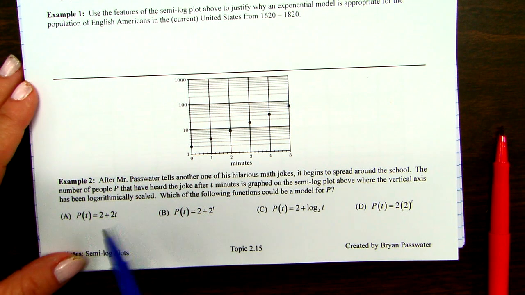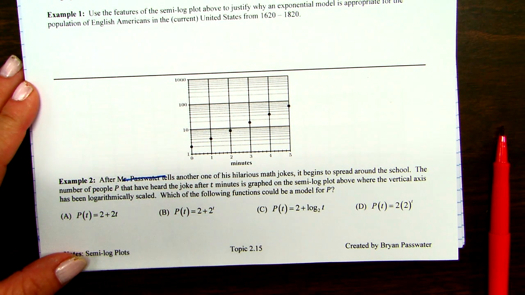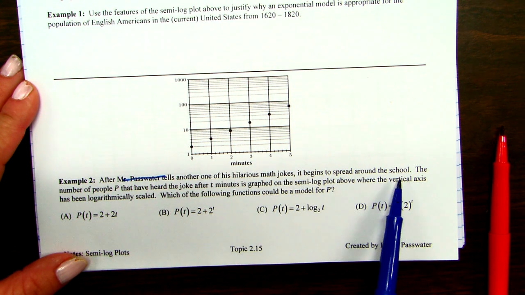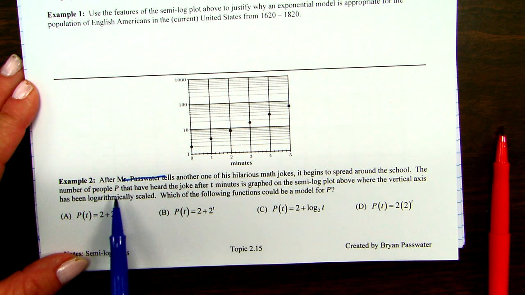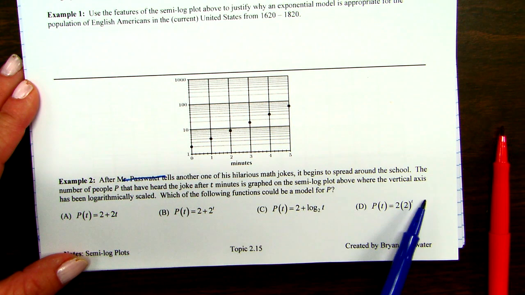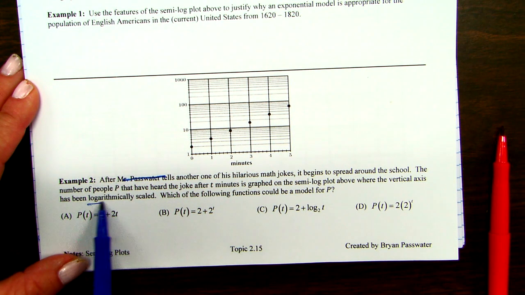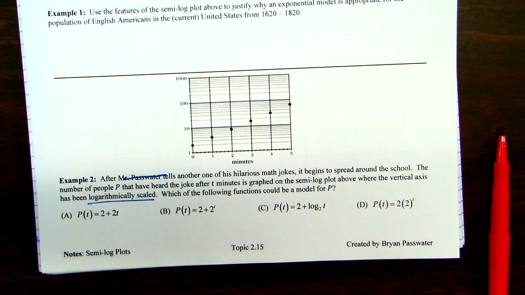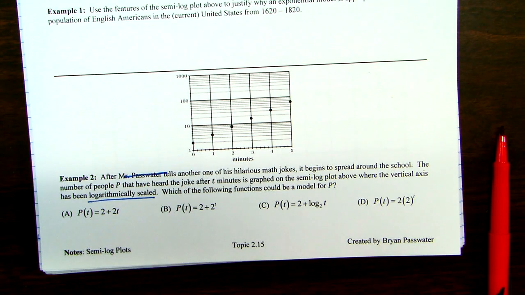I apologize. Okay, so yours says Mrs. Morse. But after Mrs. Morse tells another one of her hilarious math jokes, it begins to spread around the school. The number of people, P, that have heard the joke after T minutes is graphed on the semi-log plot above, where the vertical axis has been logarithmically scaled. Okay, so which of the following functions could represent this data?